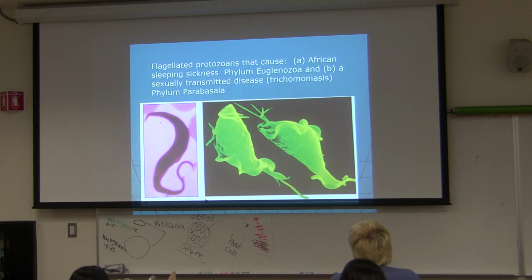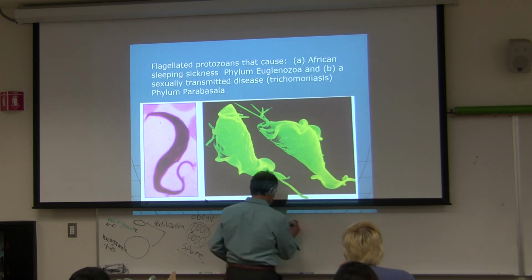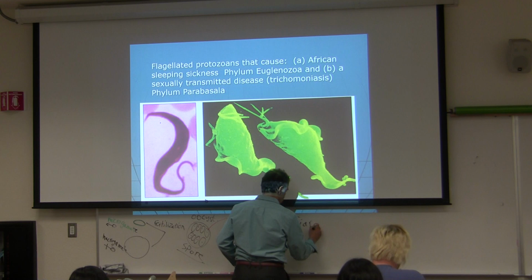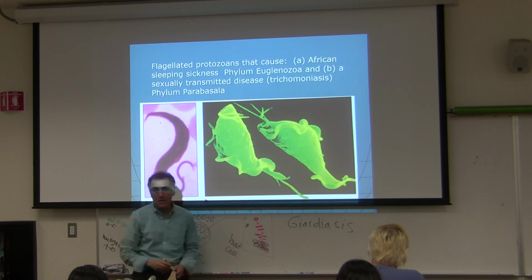Flagellated protozoan that cause African sleeping sickness. And right here, this is Trichonympha. Yes, no, I'm sorry, not Trichonympha, this is Trichomonas vaginalis, because the name of the disease is trichomoniasis. The name of the disease for Giardia is giardiasis, of course. That's the name of the disease for Giardia.